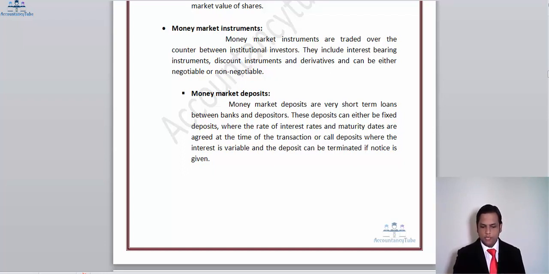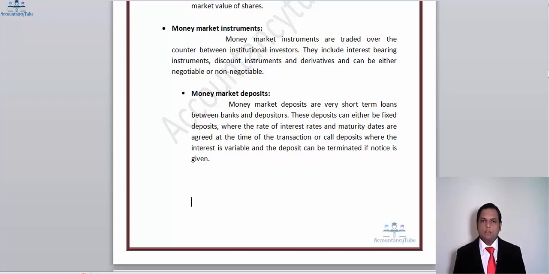Then we have the first money market instrument, that is money market deposit. Now, money market deposits are very short-term loans between banks and depositors. These deposits can either be fixed deposit, where the rate of interest and maturity dates are agreed at the time of the transaction, or call deposit, where the interest rate is variable and the deposit can be terminated if notice is given.